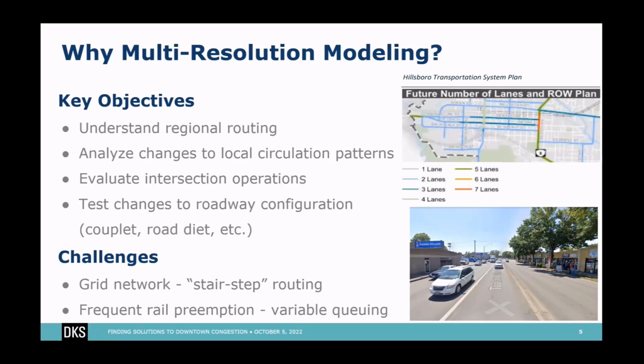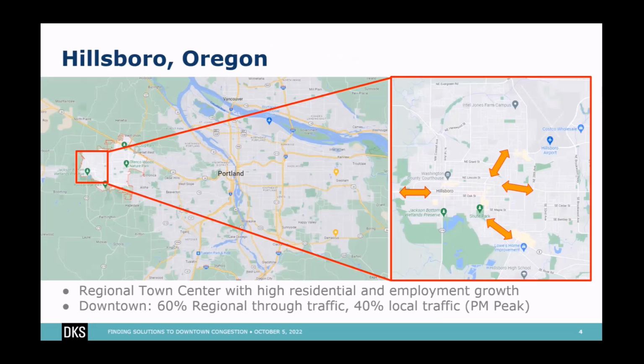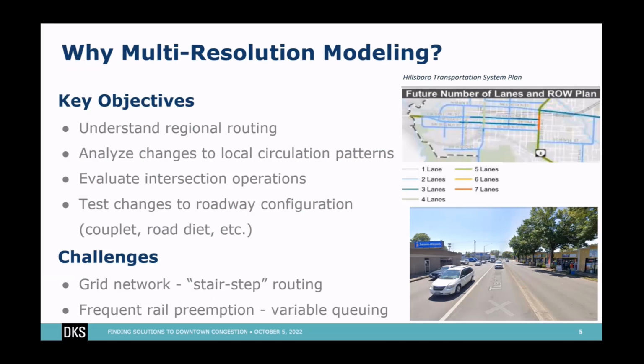Some of the challenges we have from a modeling perspective are that grid network. So they're 200-foot block lengths. And if I go back to the image here, it's not just a through path. Everything's sort of converging into the town and going out one direction, so it makes it really easy to find a stair-step route through the town. And then we have a light rail line that frequently preempts traffic signals, so that causes spikes in queuing.